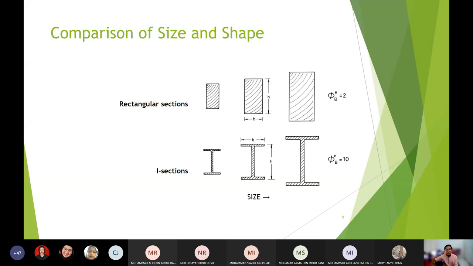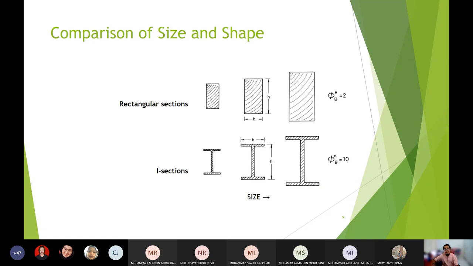So for example here, if you look at this rectangular shape, shapes 1, 2, and 3, regardless of the dimension, they have the same elastic bending moment ratio. Whether or not the dimension is getting larger, the shape factor is the same. Understand?